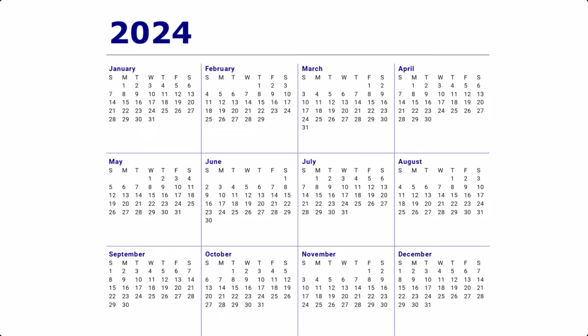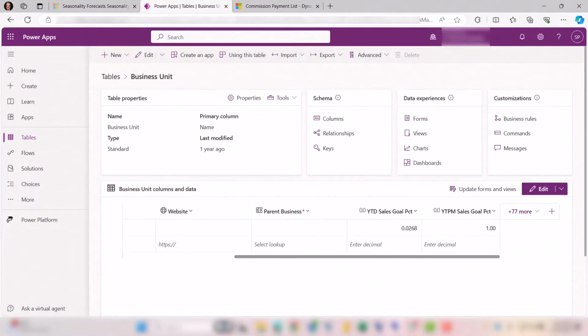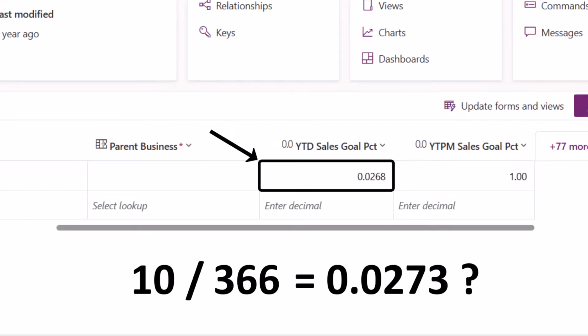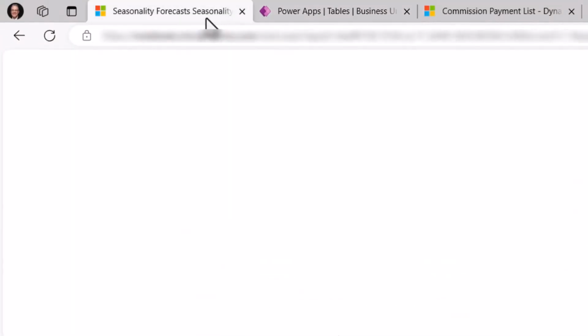of days. So today's January 10th. So we're 10 days into a 366-day year. What is that percentage? We calculate that. And as you can see right here, we are 0.0268 through the year. Now, if you break out your calculator and take 10 divided by 366, you're not going to come up with 0.0268. Why is that? That's because the system uses a seasonality system.